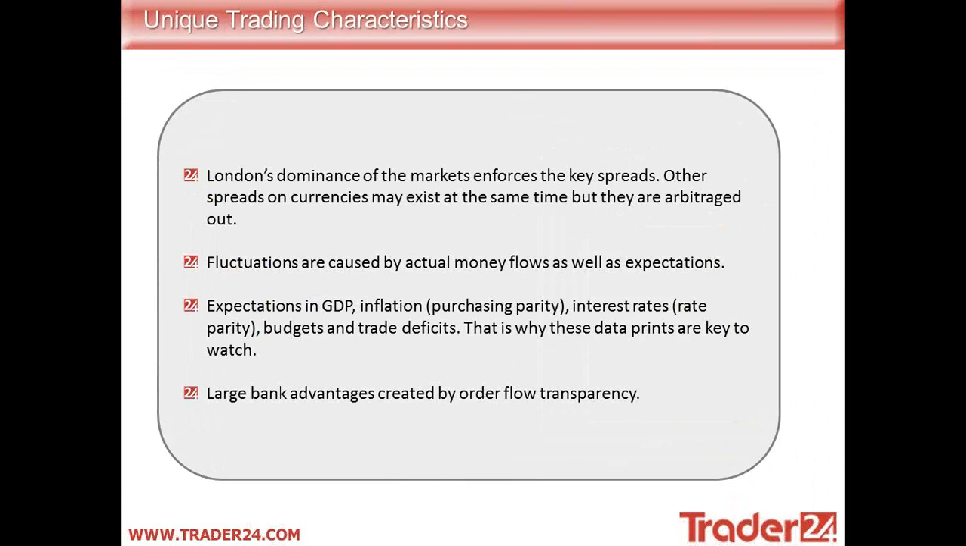Basically, London's dominance of the market enforces the key spreads. Simply because there's so much volume coming through London, any other spreads on currencies that may exist at the same time tend to be arbitraged out. So really, the spread that goes through London is at the end of the day the one that we're going to go with. Fluctuations are caused by actual money flows as well as expectations. What I mean by expectations: expectations in GDP, inflation, interest rates, budgets, and trade deficits. That's why these data prints are key to watch.